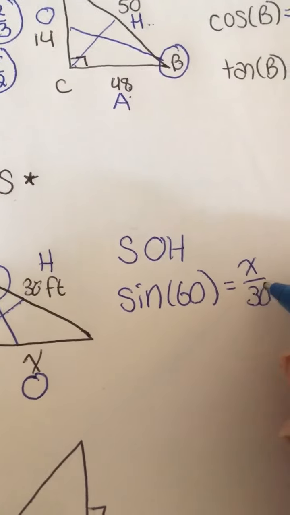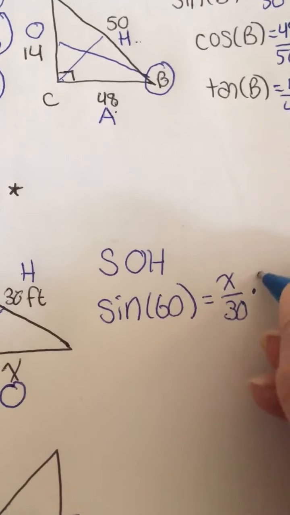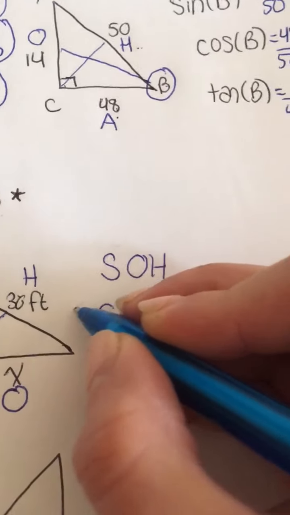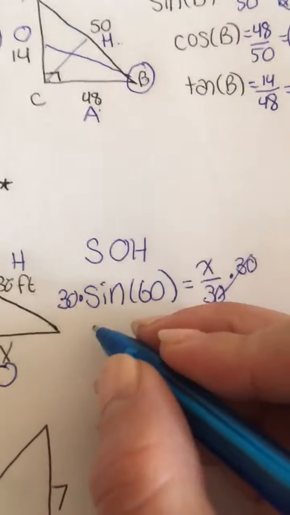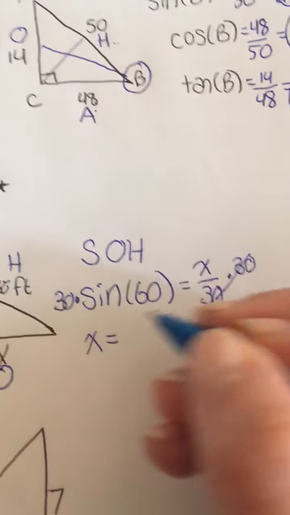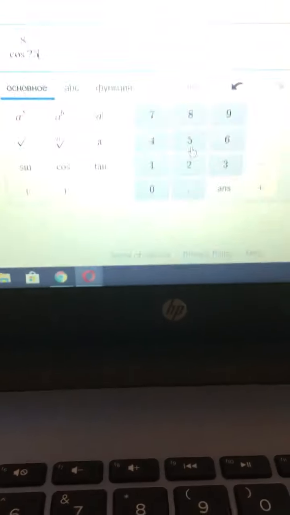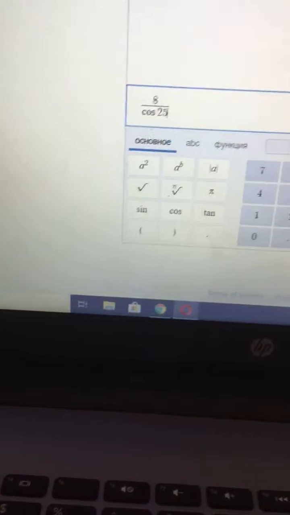So this one's nice and easy. To undo over 30, you're going to just multiply by 30. And then just plug it into your calculator. 30 times sine of 60. Go back over here, 30.